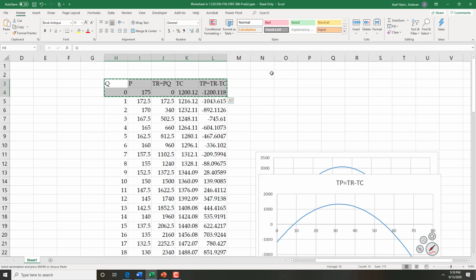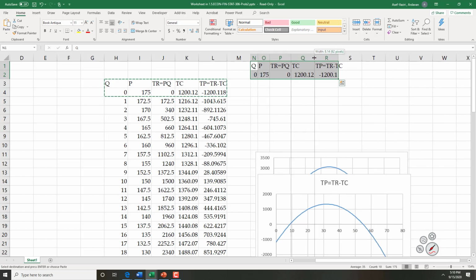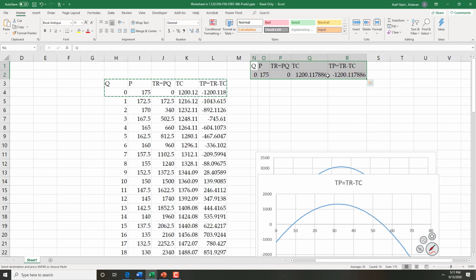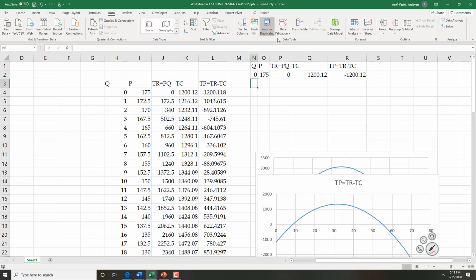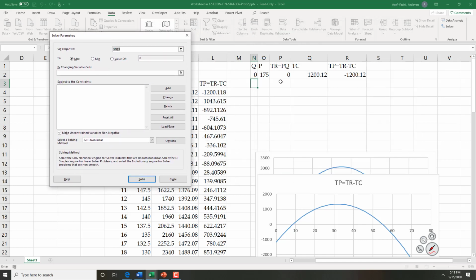I copy this and paste it here. This is my unit, this is my price, this is my total revenue, total cost, and total profit. And I don't need that many decimal points. Go to data, go to solver. Solver comes here. I say, Mr. Solver, please look at my total revenue. Maximize it by changing quantity.